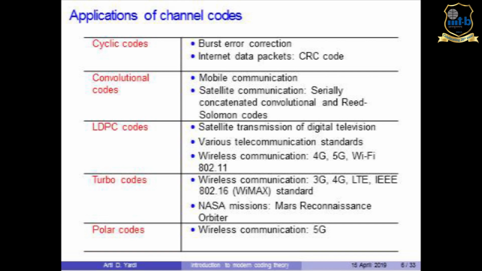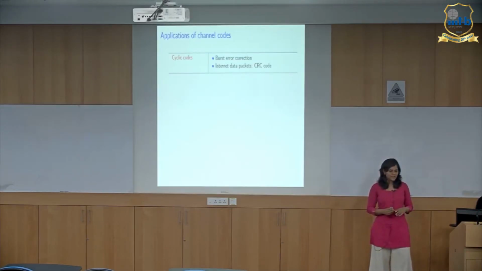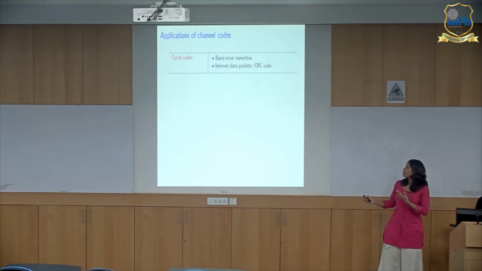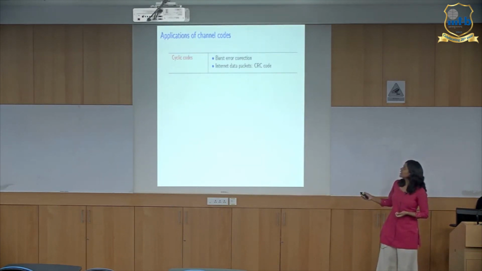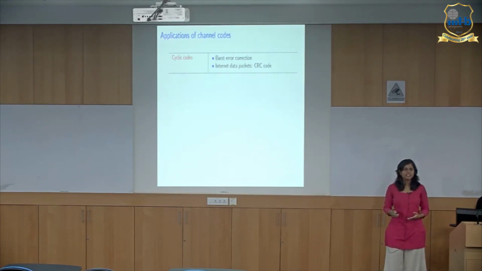The cyclic codes are popularly used for burst error correction. Burst error means if we have a long packet of data, then the errors occur in the vicinity. They occur in chunks. And the cyclic codes are very good at correcting such types of errors. Then they have also been used in internet data packets. A variant of cyclic codes, CRC codes, which is cyclic redundancy check codes, are used in internet data packets.